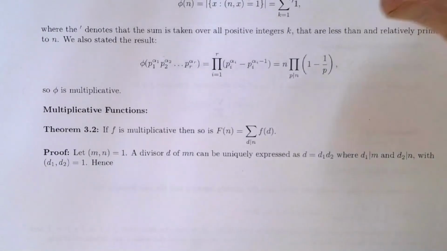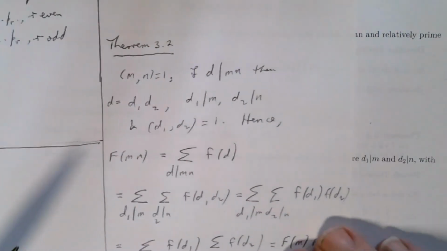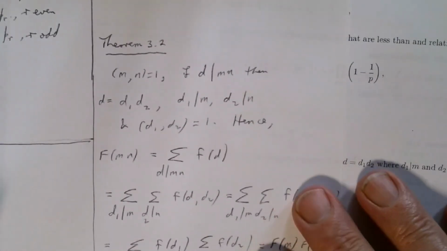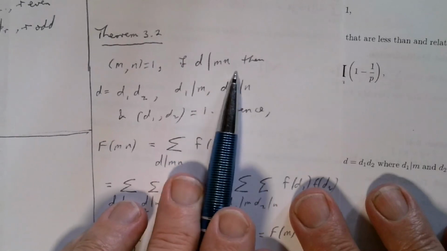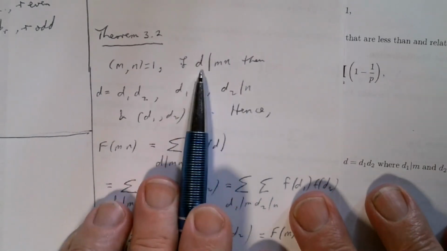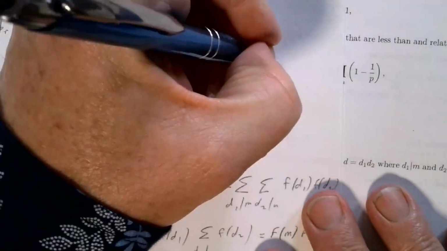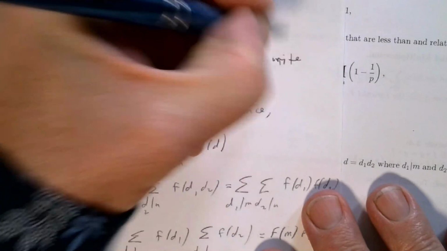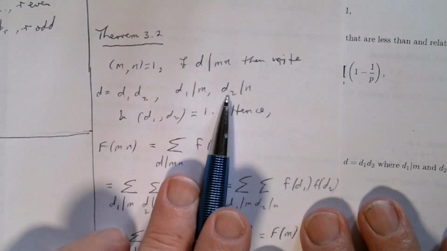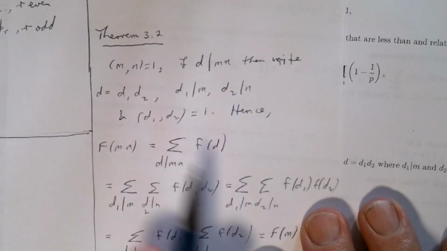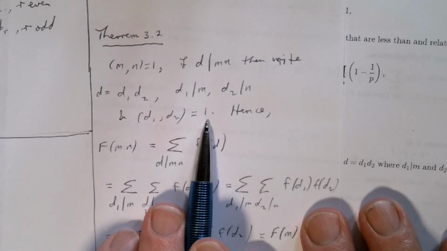Again, you take m and n to be relatively prime. So here's the proof of this. You take m and n relatively prime. If you've got a factor d that divides the product of these two, then you can write this d as d1 d2, where d1 divides m and d2 divides n. And the d1 and d2 are themselves relatively prime.